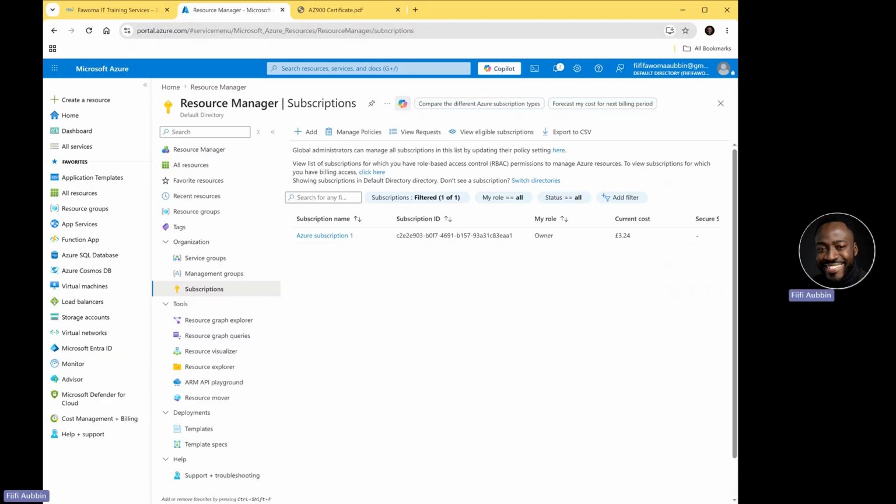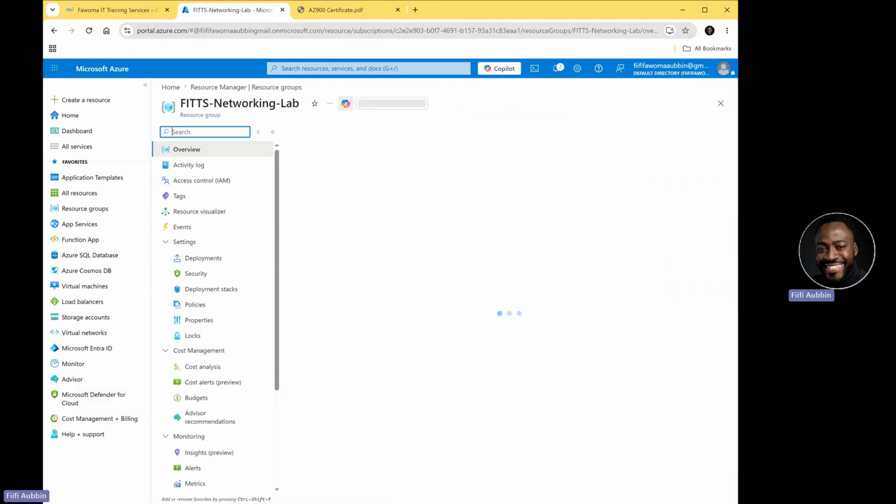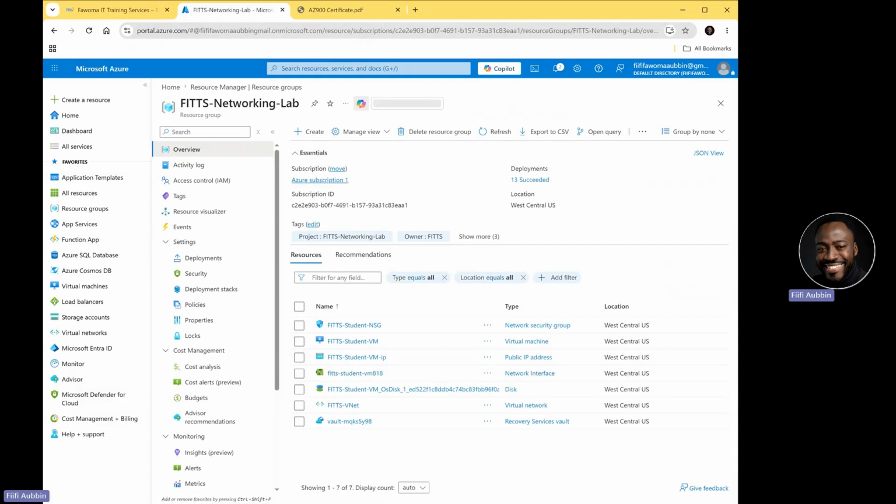Now we're going to move to another level where we look at our resource groups. On my left, I've got my resource group, and we're going to focus our attention on the Fit Networking Lab. And this is where things become much more practical. So we can conveniently see that a resource group is simply a logical container used to organize related Azure resources.